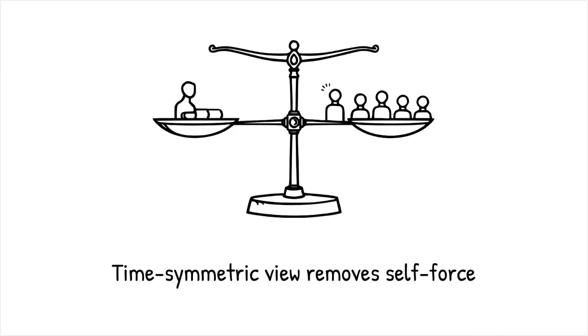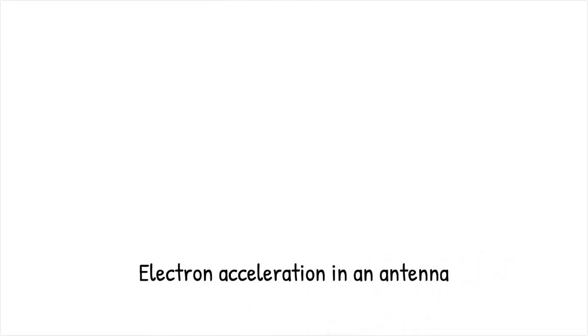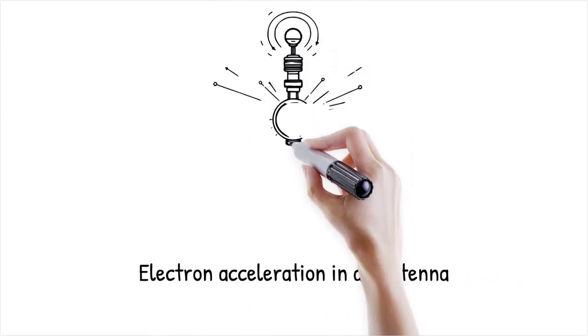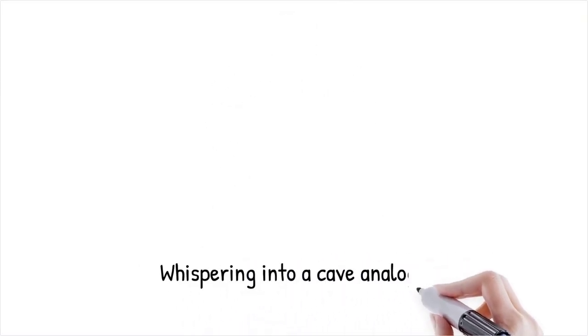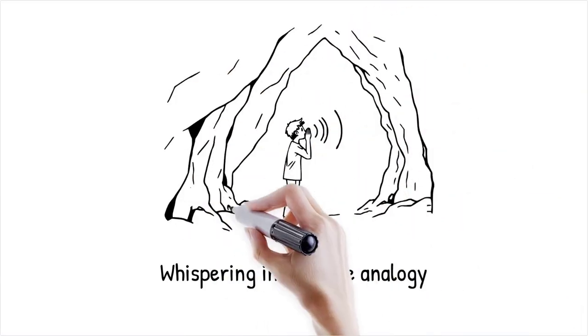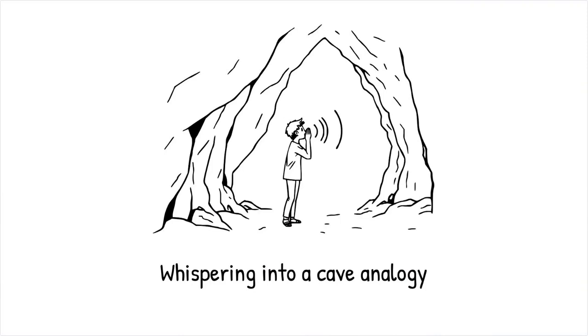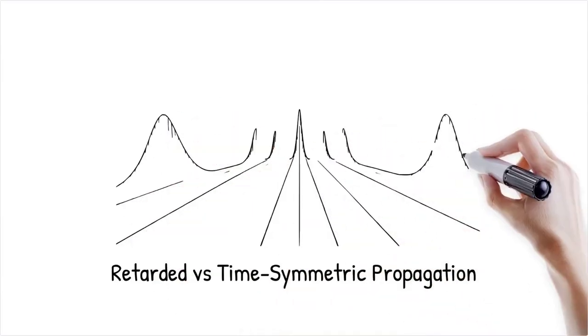It challenges the standard notion that fields propagate only forward in time. An electron's acceleration in an antenna emits fields that are only fully realized when the surrounding circuit and ambient charges absorb the radiation, generating the observed damping force. It is like whispering a secret into a cave. Your voice travels forward, but an echo from the cave walls sends information back to you almost simultaneously, shaping your original whisper.